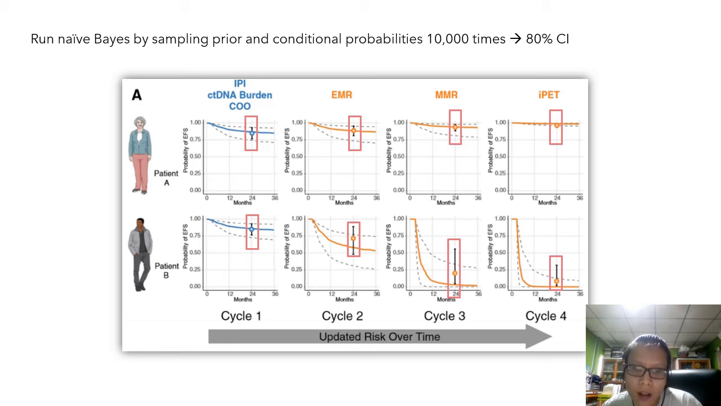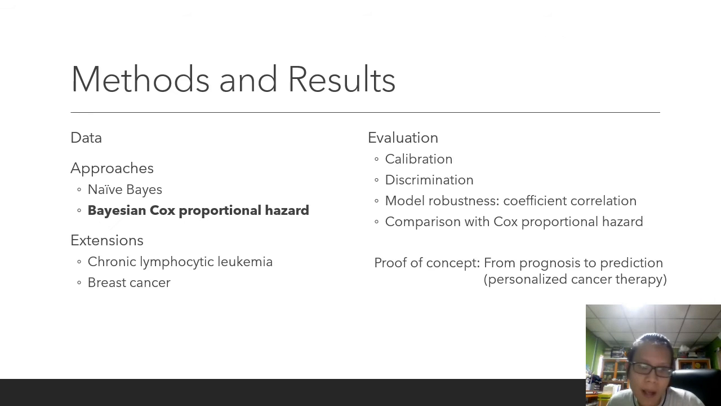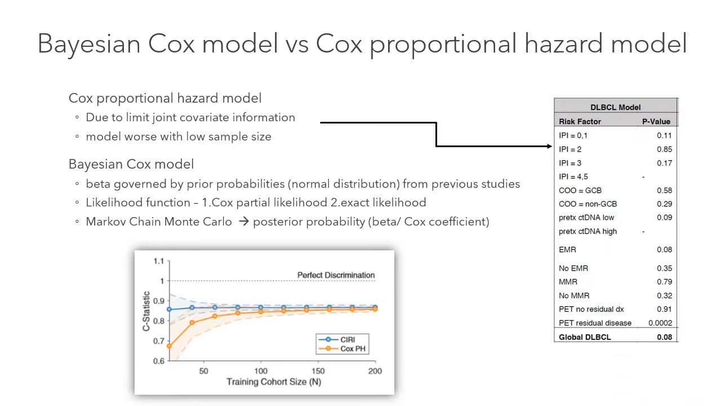We will talk about another graph in the background later. Next is a Bayesian Cox proportional hazard model. Okay, we continue to Bayesian Cox model. First, we need to compare what's different between Bayesian Cox model and Cox proportional hazard model.